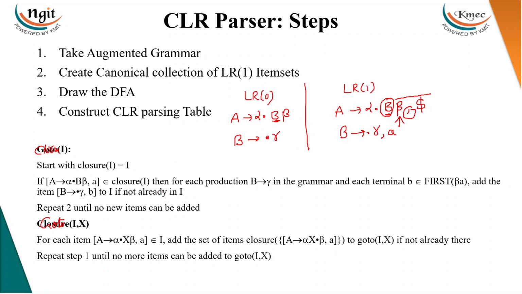And once you get the closure, repeat it, and goto is the same. If you have a dot before X, move the dot after X, with no change in the lookahead symbols. But for this B, you add the new productions, and for those newly added productions the lookahead symbols may be different. But while you are moving the dot, the lookahead symbols must be the same.